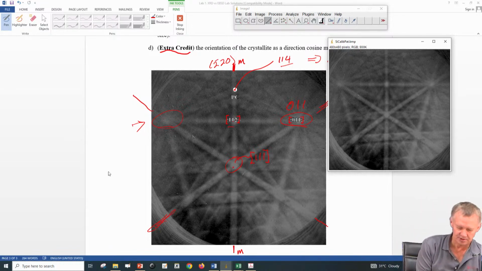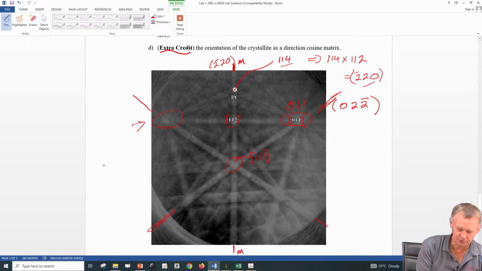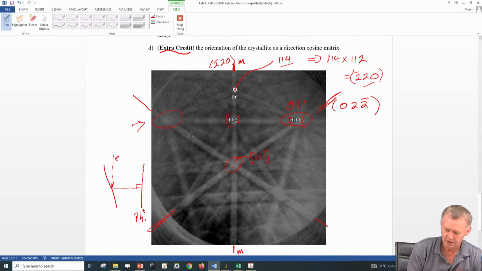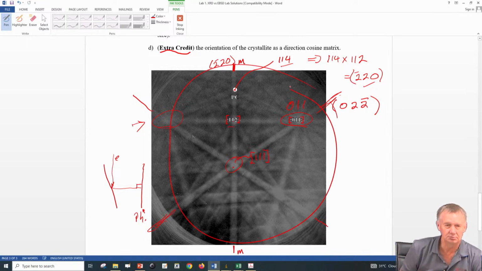And we know the pattern center is normal to the phosphor screen. Let's say this is phosphor. So the electron beam hits the specimen, right? So this is the phosphor, which is what we're looking at here. So we need to measure something on here to be able to determine this distance. So what is it?